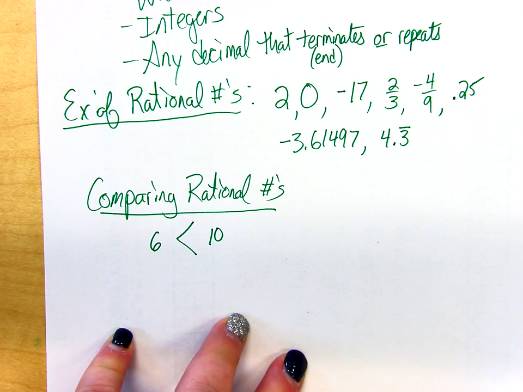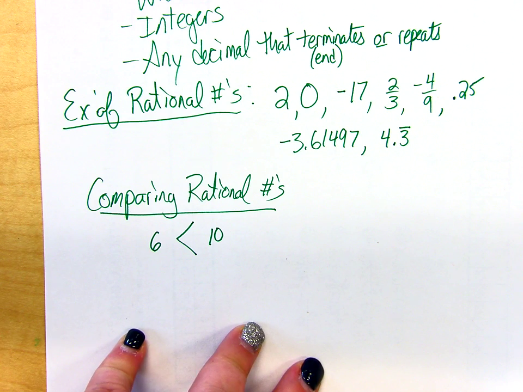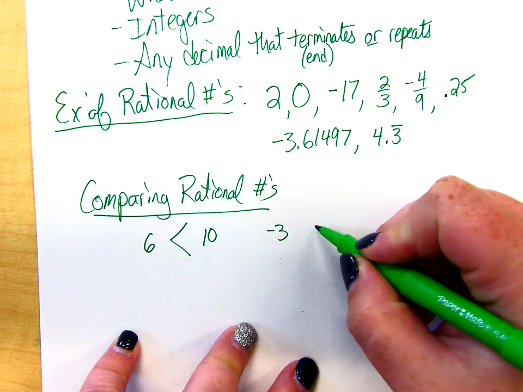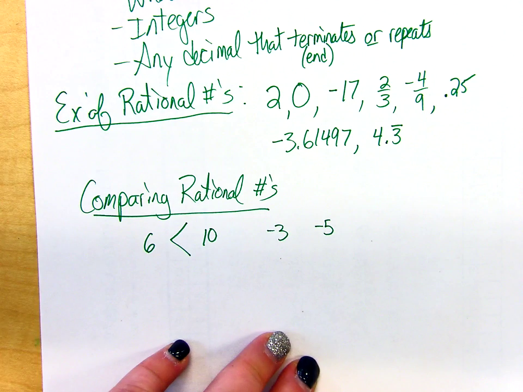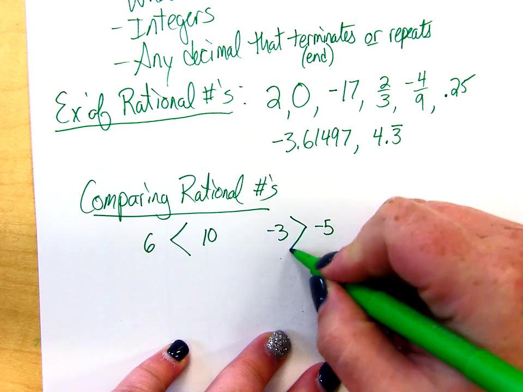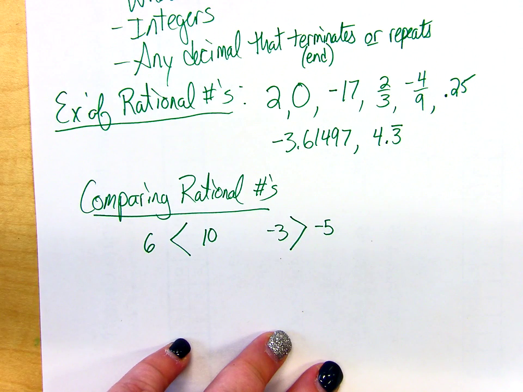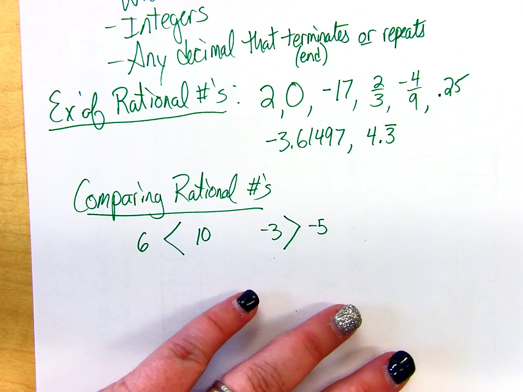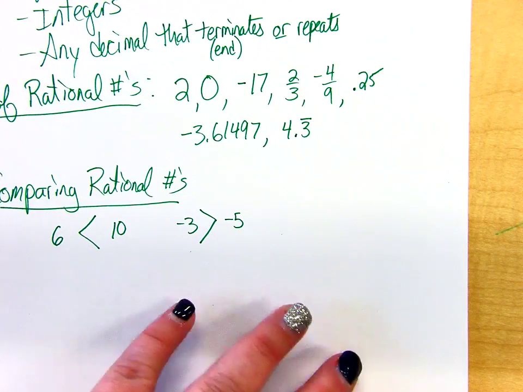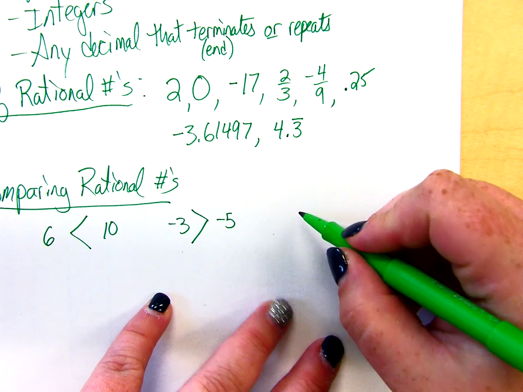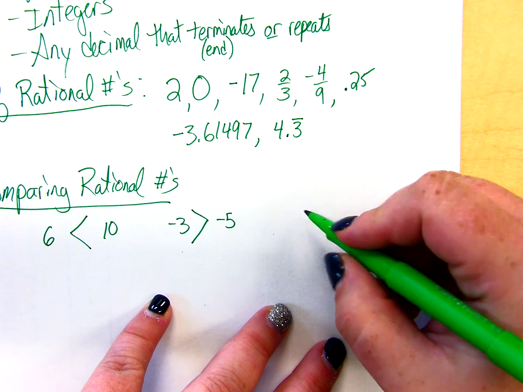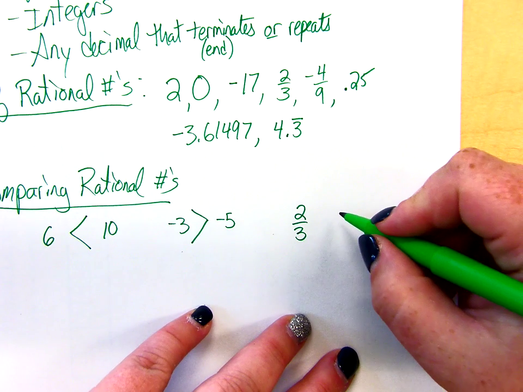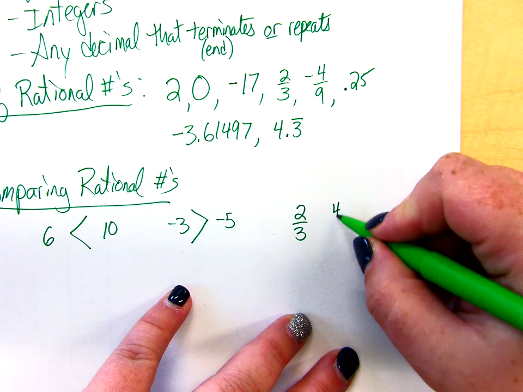Right? Let's make it a little bit more difficult. Let's say I went into negative land. Let's say I want you to compare negative 3 and negative 5. Which one's bigger? Negative 3 is bigger. Sometimes, though, it's not so easy. Sometimes I'll give you something like this. What if I asked you to compare, oh, I don't know, how about 2/3 and 4/7?